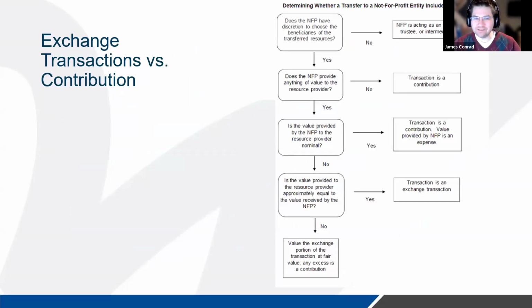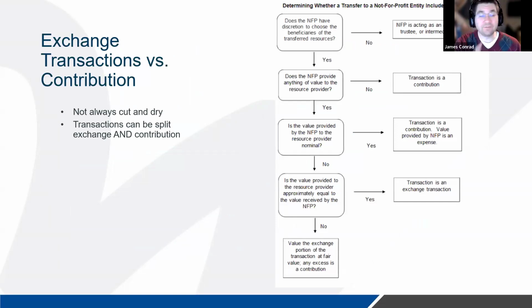So we have this flow chart here. It's small. You're going to see it in the slides, but what I really want to highlight is this differentiation is not cut and dry. We have internal discussions about these sorts of situations, about one word in a grant agreement, or in this case, it could be a fee for service agreement if it's an exchange transaction. And what makes it even more difficult is that you can have transactions that are both. They could be split, where you have an exchange portion of the transaction and a contribution portion.